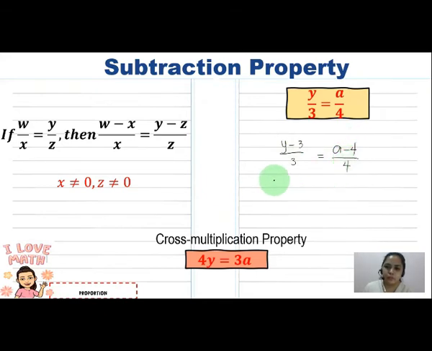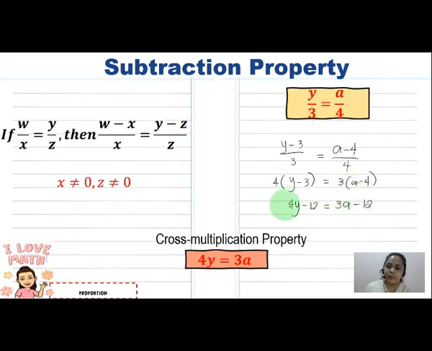So, cross multiplication ulit tayo. We have 4 times, y minus 3 na to, equals 3 times a minus 4. So, 4 times y is 4y. 4 times negative 3 is negative 12 equals 3 times a is 3a. And 3 times negative 4 is negative 12.